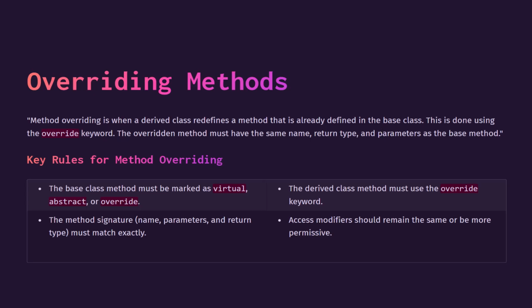So let's see the official definition of method overriding. It's when a derived class redefines a method that is already defined in the base class. This is done using the override keyword. The overridden method must have exactly the same name, same return type, and parameters as the base class method. Let's have a look in our Visual Studio first.